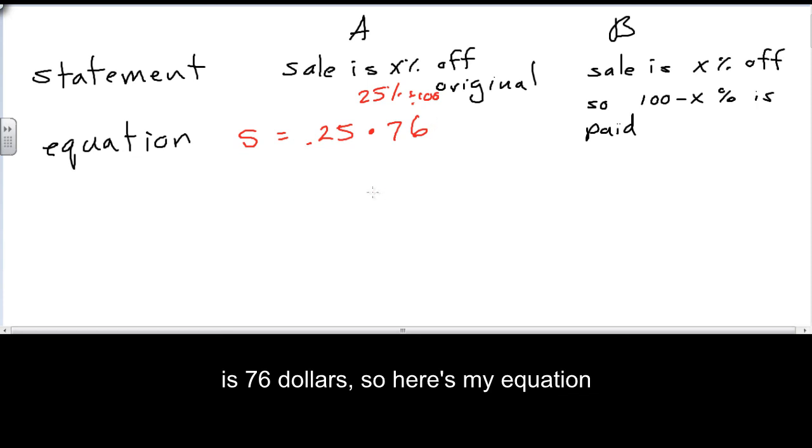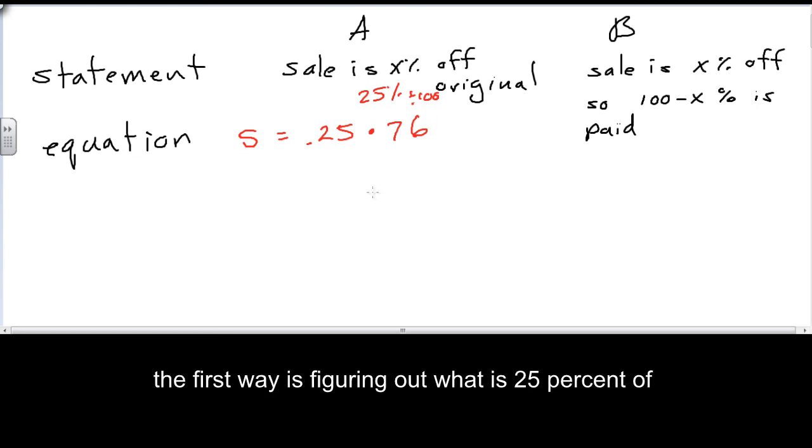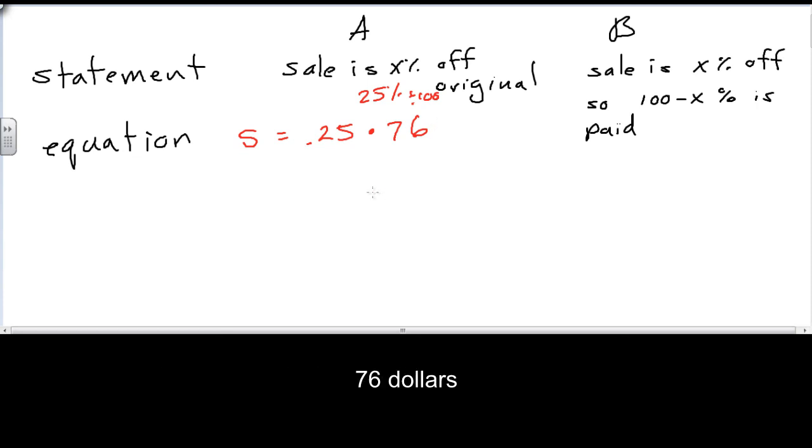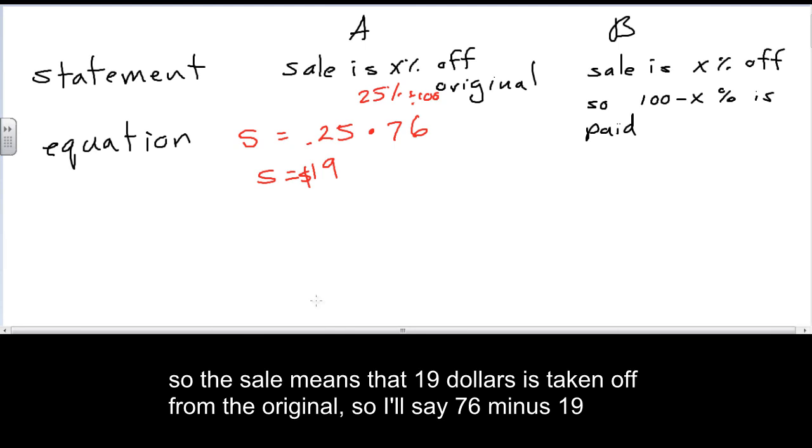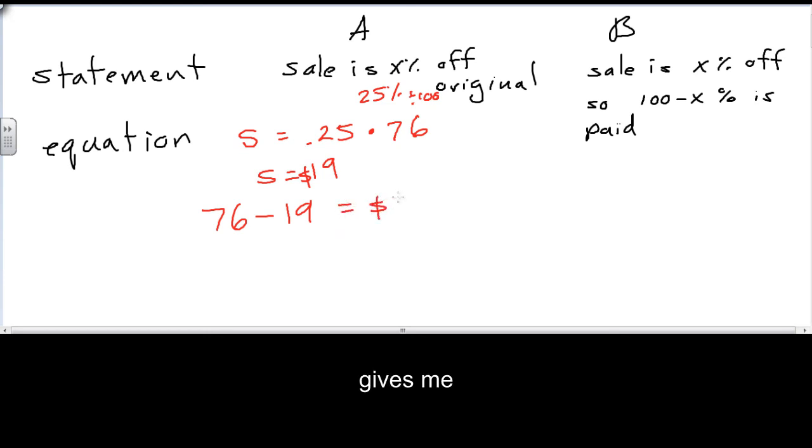So here's my equation. First way is figuring out what is 25% of $76, and that is the amount that is saved. So I'm going to multiply 76 times 0.25. I'll get 19. So this means that the amount that is saved by Heather is $19. So the sale means that $19 is taken off from the original, so I'll say 76 minus 19 gives me $57 is the new value.